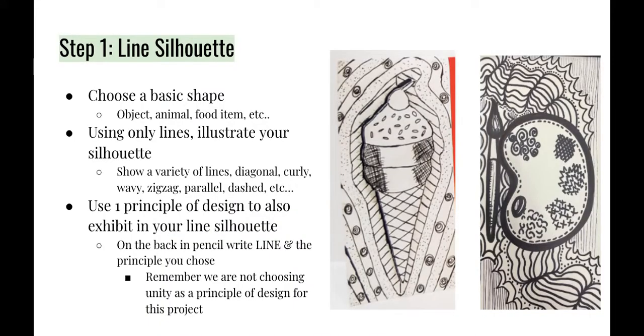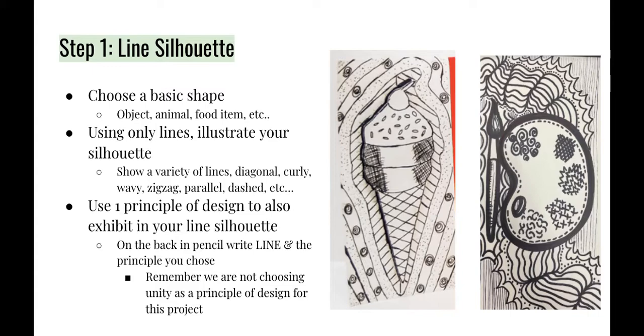So, as I said, step one for page one of the pamphlet is to make a line silhouette. So, choose a basic silhouette of anything. It can be an object, an animal, a food item, a letter, anything that you want. Use only lines to illustrate your silhouette. Show a variety of different lines, such as diagonal, curly, wavy, zigzag, parallel, dashed, etc.